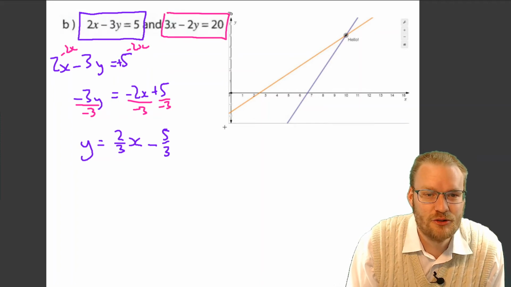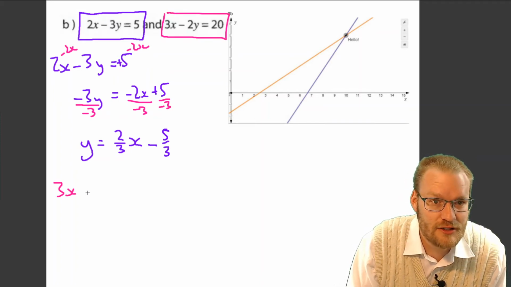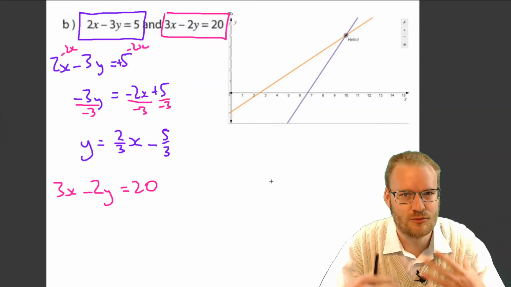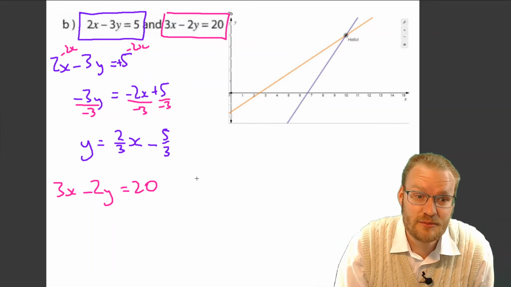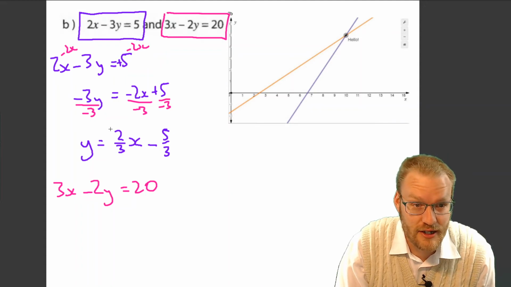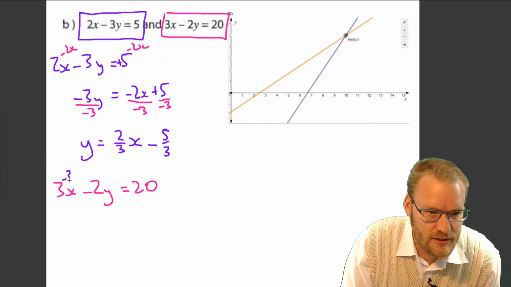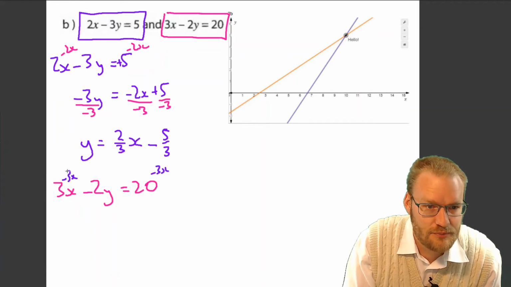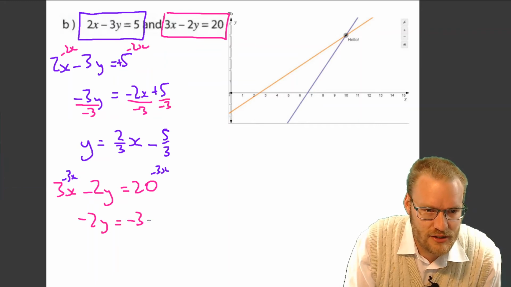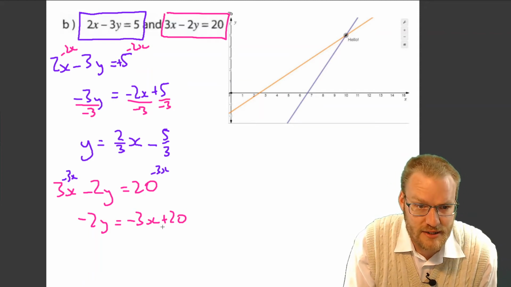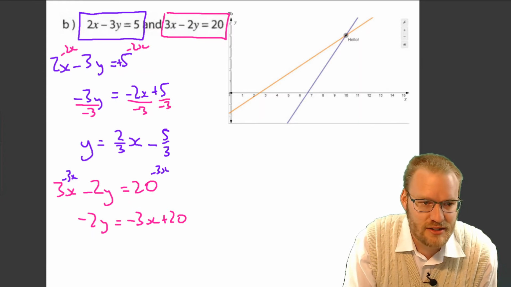3x minus 2y equals 20. So our first step is, let's rearrange it so that it's in standard form. This is the point that we get to re-practice turning things into standard form. And from standard form, we can look at things like gradient and y-intercept. So let's go for minus 3x on each side. Okay, so we've got minus 2y equals minus 3x plus 20. Again, mx plus c. We're not there yet, but we're getting to that stage.